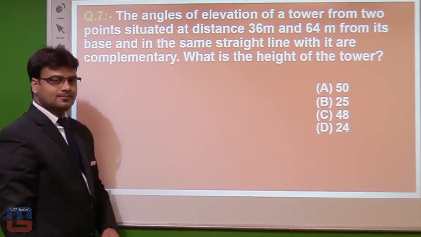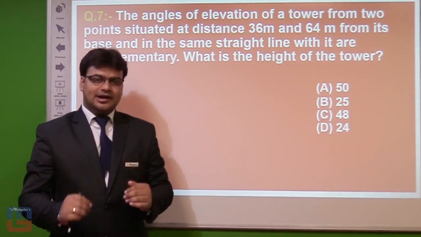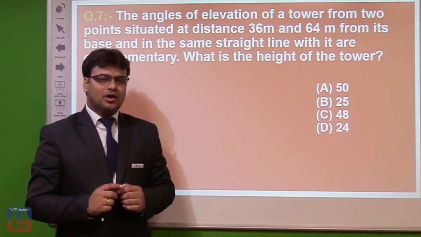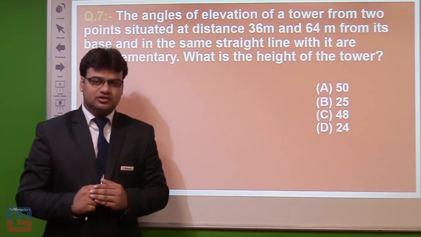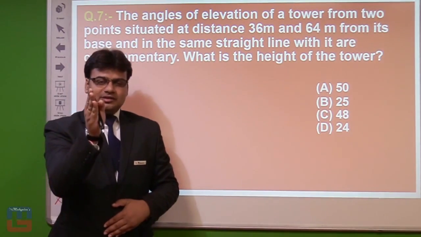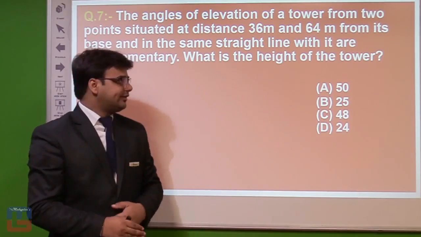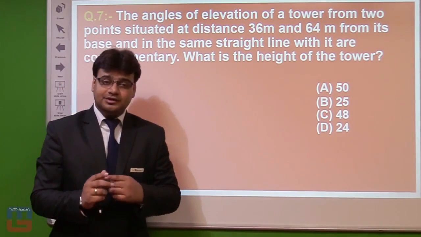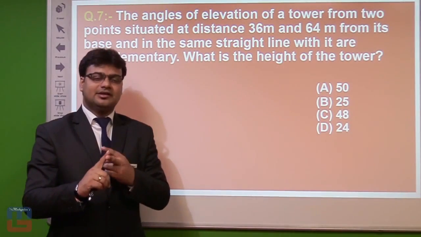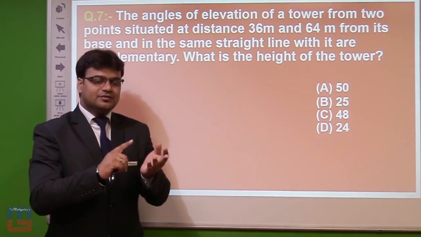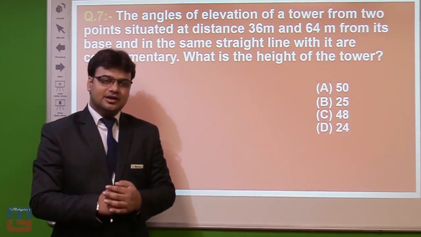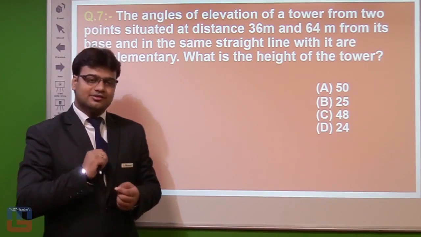What is the next question? This question is based on height and distance. The question: the angles of elevation of a tower from two points situated at distances of 36 meters and 64 meters from its base, in the same straight line with it, are complementary. We know complementary means their angle sum is 90 degrees. If one angle is alpha, then the other angle is 90 minus alpha. In terms of values, if one angle is 60 then the other is 30, or if 45 then the other is also 45.